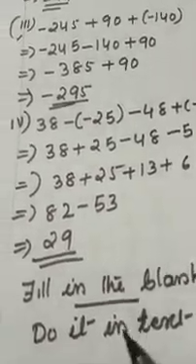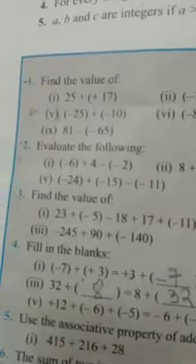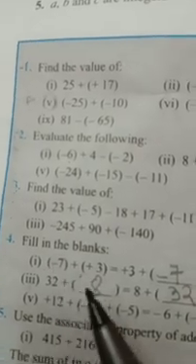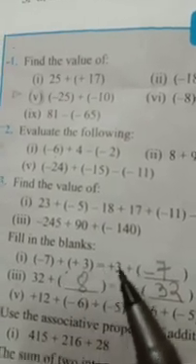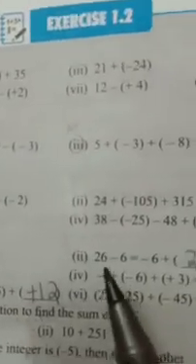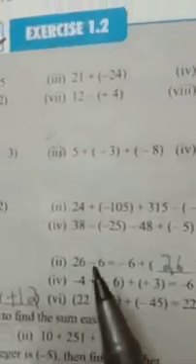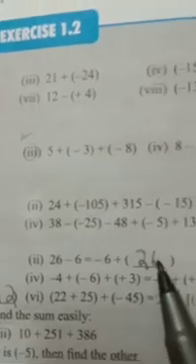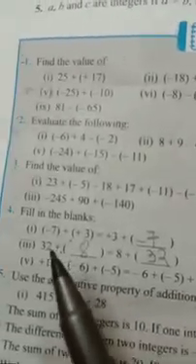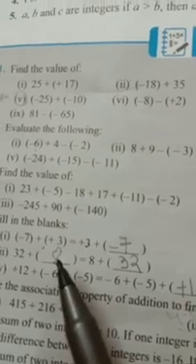Now filling the blanks, do it in the book only. Okay. Filling the blanks. Minus 7 plus 3 equal to plus 3. Now what is left out? Minus 7 is left out. Here 26 minus 6. Minus 6 here. Now 26 is left out. Okay. Here 32 plus dash equal to 8 plus 32. Here 8. Then here also it will come 8.